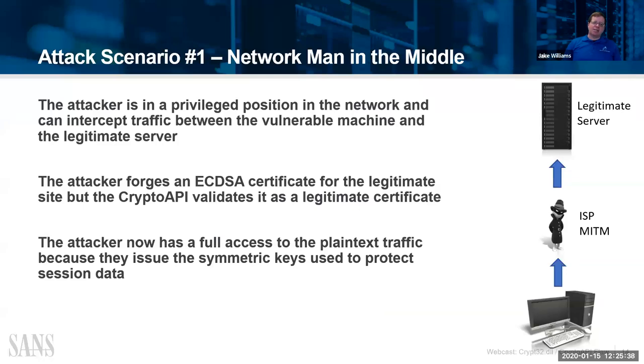The crypto API is going to validate that as a legitimate certificate. The attacker now has full access to the plain text traffic because they issue the symmetric keys. Obviously, we talked earlier about the fact that the asymmetric encryption uses a key exchange for symmetric keys used to protect that session data. And at this point, the attacker has full access to that data that you thought was encrypted.